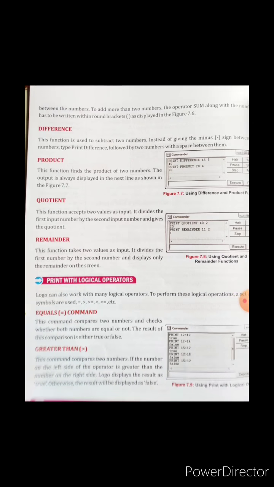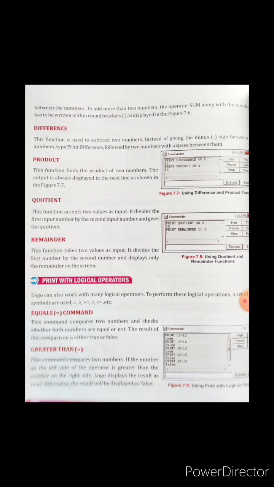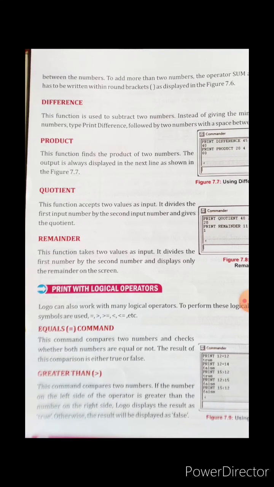We need to learn this, even if we don't have any computer. Now print with logical operators. So logical operators means what? The word logical comes from logic. We need to think. Suppose 12 equals 12. So what logical operator should we use? We will use equals to.